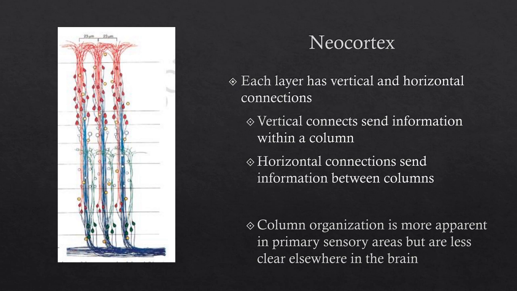So each layer does have vertical as well as horizontal connections. You can really see that a little bit better in this figure. We've got the vertical flow of information within a column, and then we've got some horizontal communication between columns. So vertical connections send information within the column, horizontal connections send it between the columns. And this column organization is certainly more apparent in primary sensory areas, and perhaps less clear in other regions of the brain.